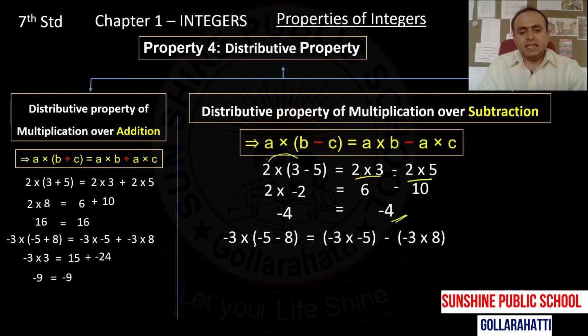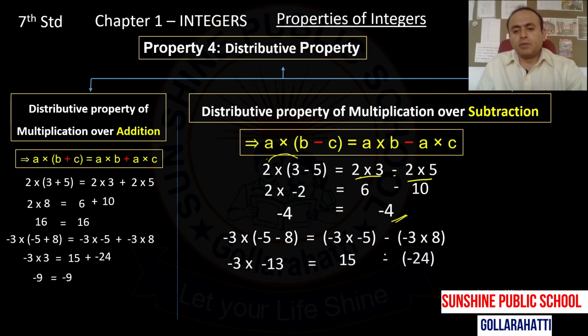Next example, minus 3 into (minus 5 minus 8) is equal to minus 3 into minus 5 minus minus 3 into 8. Here let us remove the bracket first: minus 5 minus 8 becomes minus 13. On the right, minus 3 into minus 5 becomes 15, minus into minus is plus 15, and minus minus 3 into 8, minus 3 into 8 becomes minus 24, minus into plus is minus 24. Now when we remove the bracket, minus into minus becomes plus 24, that is 15 plus 24. Here minus 3 into minus 13 becomes 39, minus into minus is plus 39, is equal to 15 plus 24, which becomes 39. So here we got the same answer.